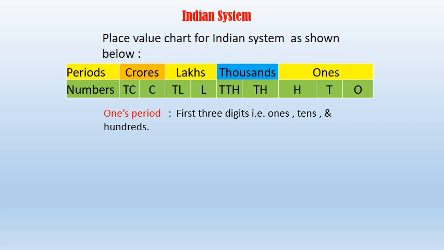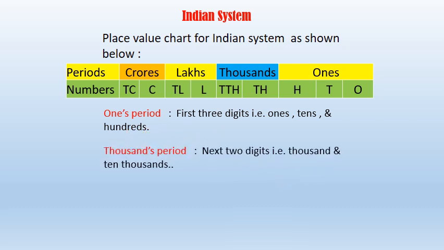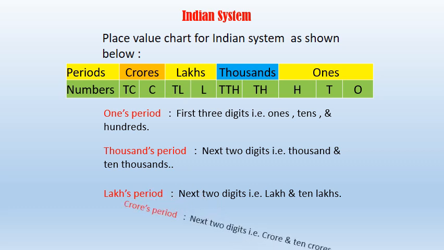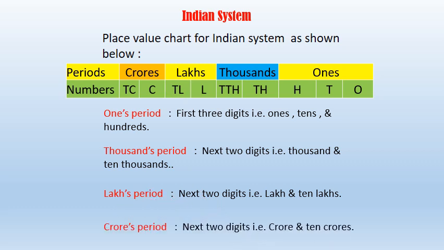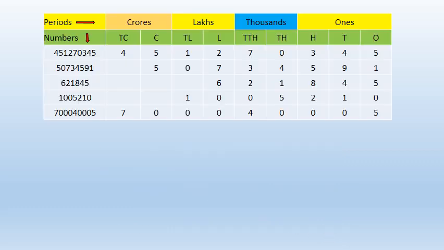Now, the first period is ones period. The first 3-digit number, which is ones, tens and hundred. The second period is thousand period. Thousand period is immediately the next 2 digits, that is thousand and 10,000. The third period is your lakh period. Next 2 digits, lakh and 10 lakh. And the last period is crore period. Then immediately the next 2 digits, which is crores and 10 crores.